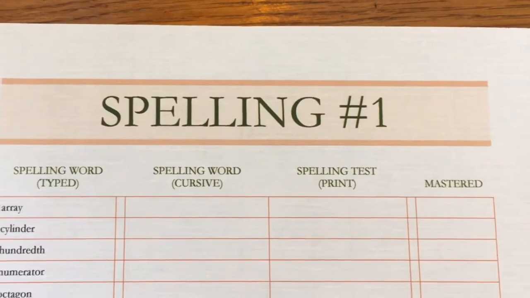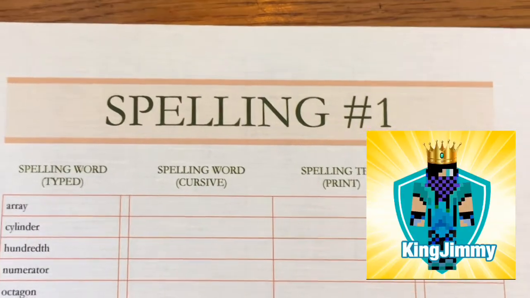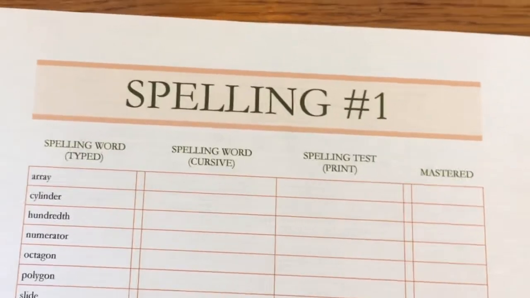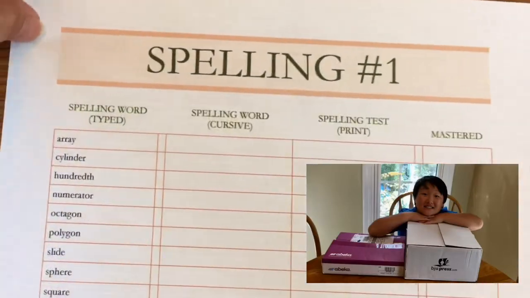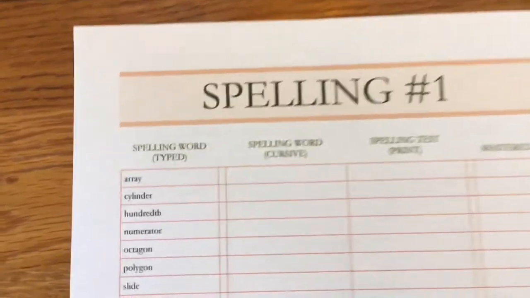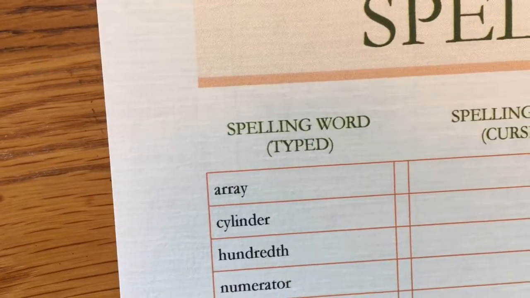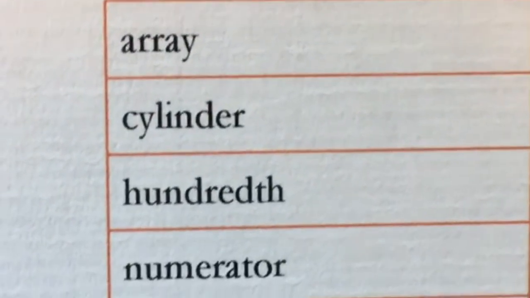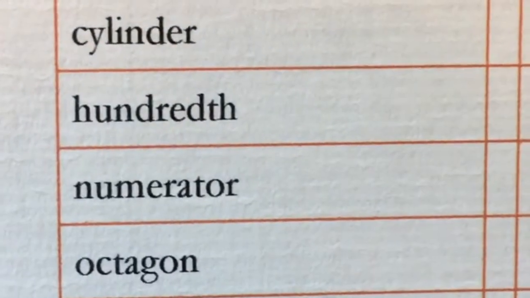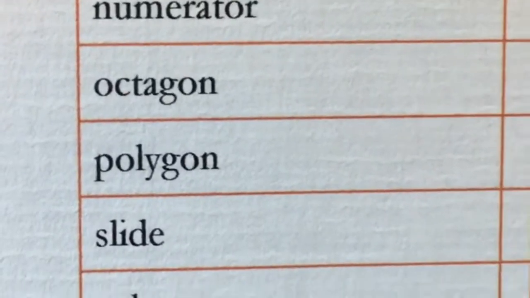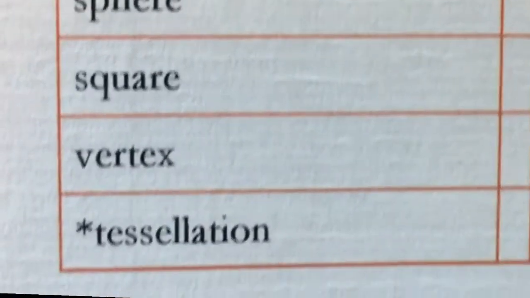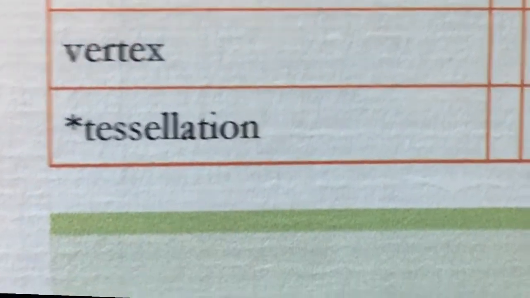And if you watched my last video, my son King Jimmy is in 4th grade, and we decided that this year we're creating our own spelling tests. And let me go over the words that we're going to include for the first test: array, cylinder, hundredth, numerator, octagon, polygon, slide, sphere, square, vertex, tessellation.